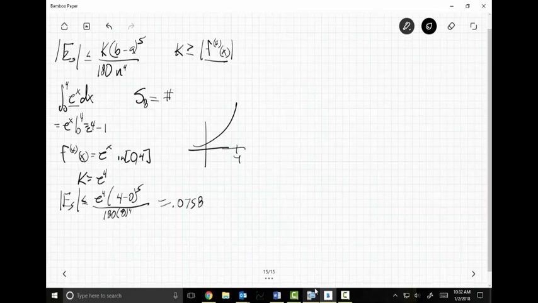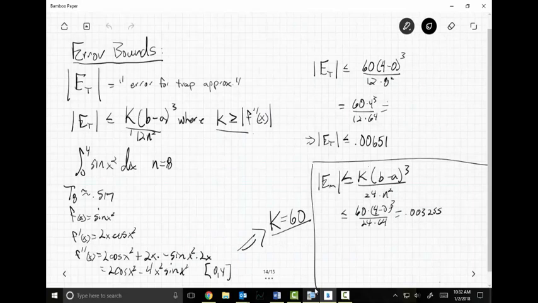Simpson's is the most accurate. And the reason is that this denominator is always going to be bigger than the other denominator, because it's got a 180 times n to the 4th. Now, you may say, but what about this cube versus raised to the 5th? Well, you're right. There's a juggling act there. One of these may be more accurate if b minus a is really, really big, if it's huge and n is small.